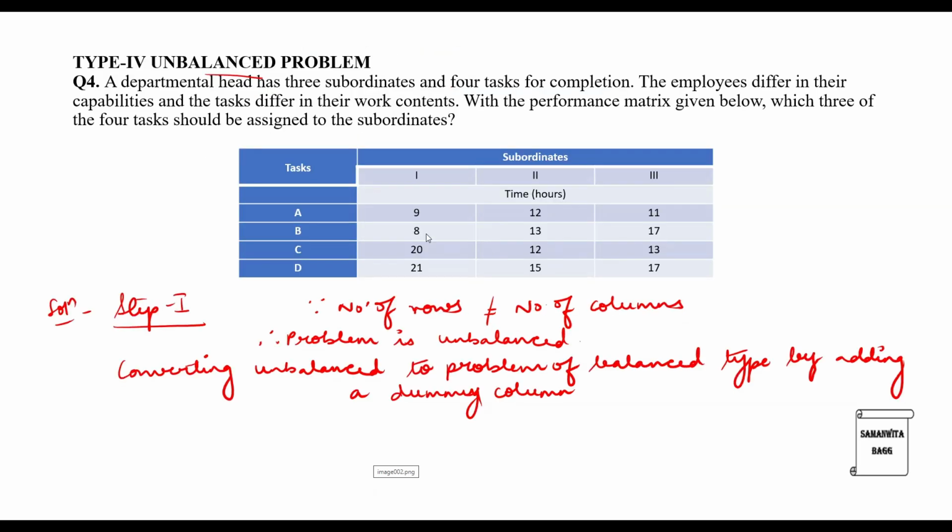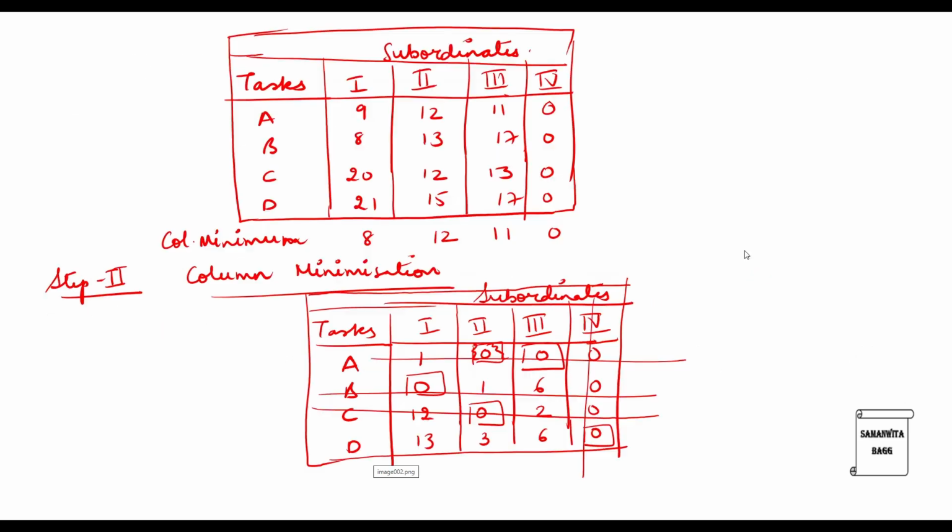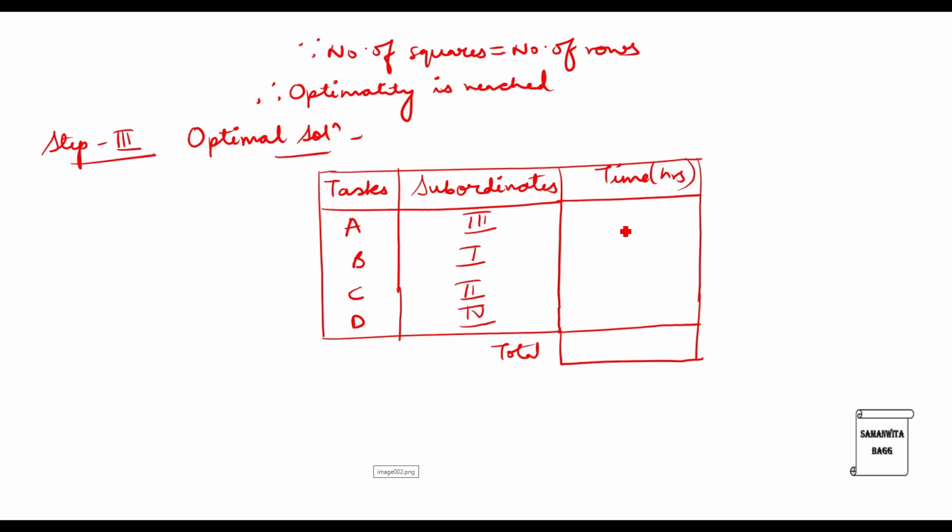For getting the time, I'll go to the main table. A is for 3, so it is 11. B is at 1, so this is 8. C is at 2, so this will be 12. And D is in the fourth one. The fourth one is obviously 0. So I will write down the time. This will be 11, this will be 8, this will be 12, and this is 0. When you add all of this, you will get 31.